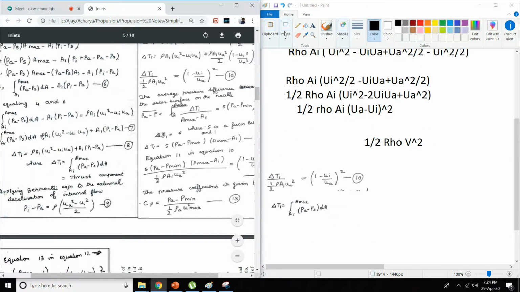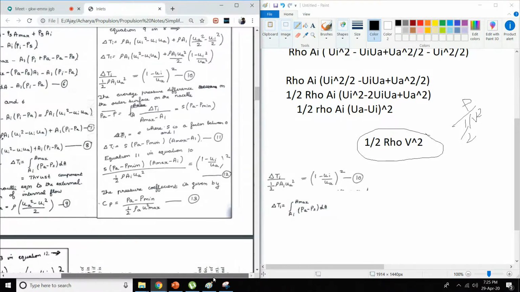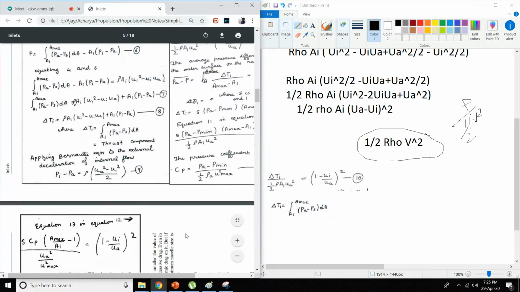Like I said, the significance of the term half rho V square is that it is your dynamic pressure. If you take any quantity and divide it by the dynamic pressure, it becomes the coefficient of that quantity. If you take pressure and divide it by half rho V square, that becomes your coefficient of pressure. Similarly, you divide PA minus Pmin by this term, and that yields the pressure coefficient Cp. So now your equation is further reduced.